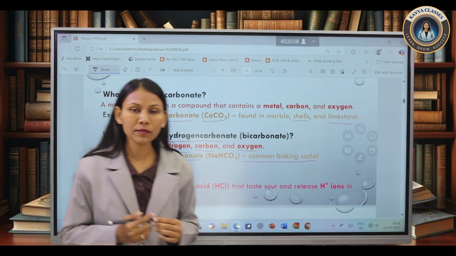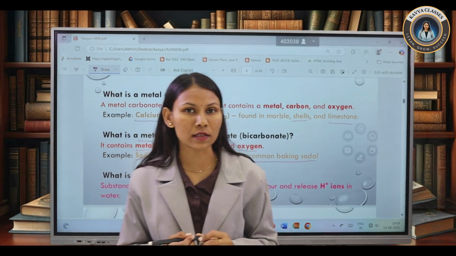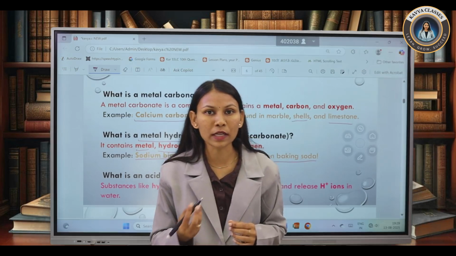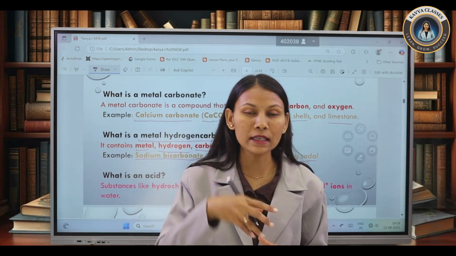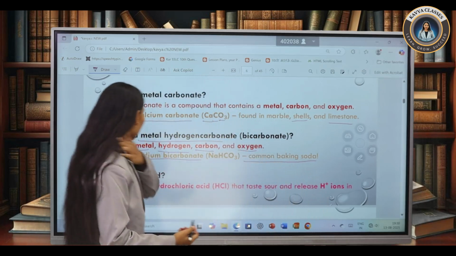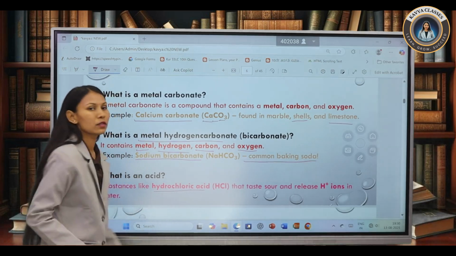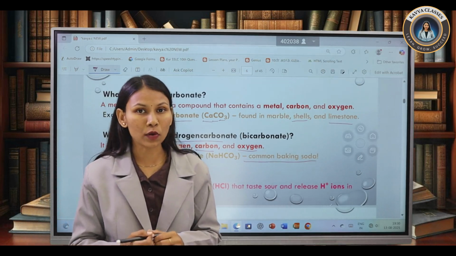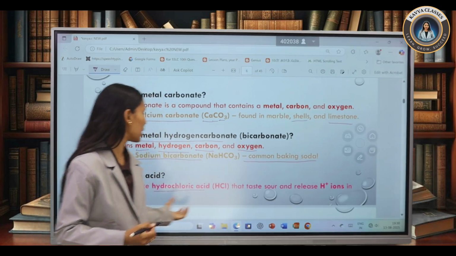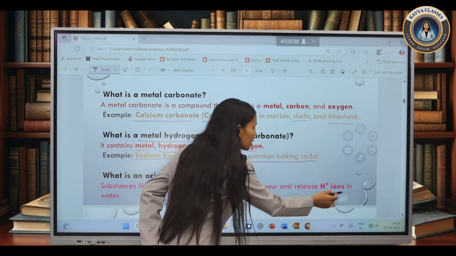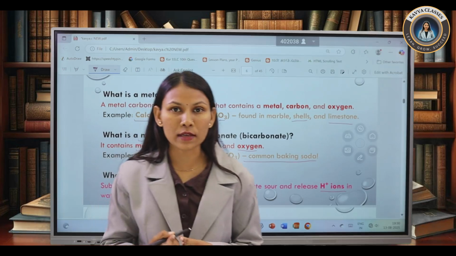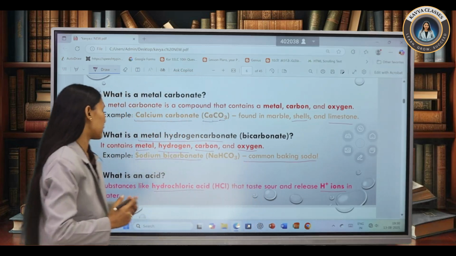So what is acid then? As you all know, you have studied in the previous class. Acid is nothing but it tastes sour and it has H plus ions. When it is added in the aqueous solution, it produces hydrogen ions. As you can see here, substances like hydrochloric acid. Where is this hydrochloric acid found? It is found in our stomach as well as in the laboratory. Once we dip this hydrochloric acid in the aqueous solution, it releases H plus ions, meaning hydrogen ions. HCl is a strong acid, children.